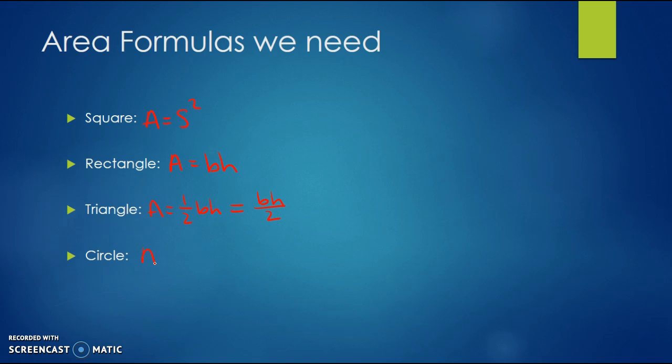And then a circle, area of a circle is pi r squared. And so these are formulas that we would use in order to find volume, because we need the area of our base shape. And so these are our main base shapes.